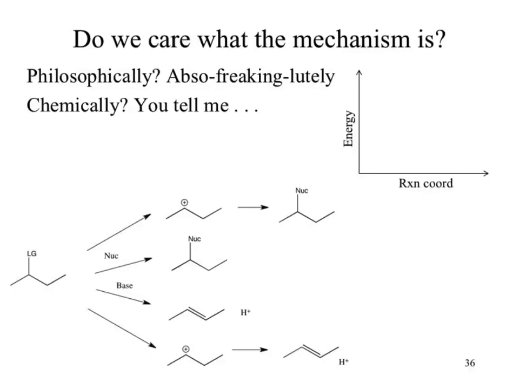Philosophically, yes, we really care. Chemically, do we care what the mechanism is? Is this something that we need to be worried about? Right. Well, let's take a look at our 4 reactions that are all ultimately related to each other. What happens when I compare this one to this one? Do I get a different result? So do I care what the mechanism is?